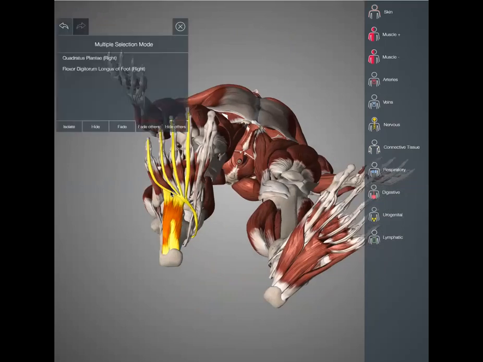It assists the flexor digitorum longus to cause flexion of the lateral 4 toes, and it's innervated by the lateral plantar nerve.